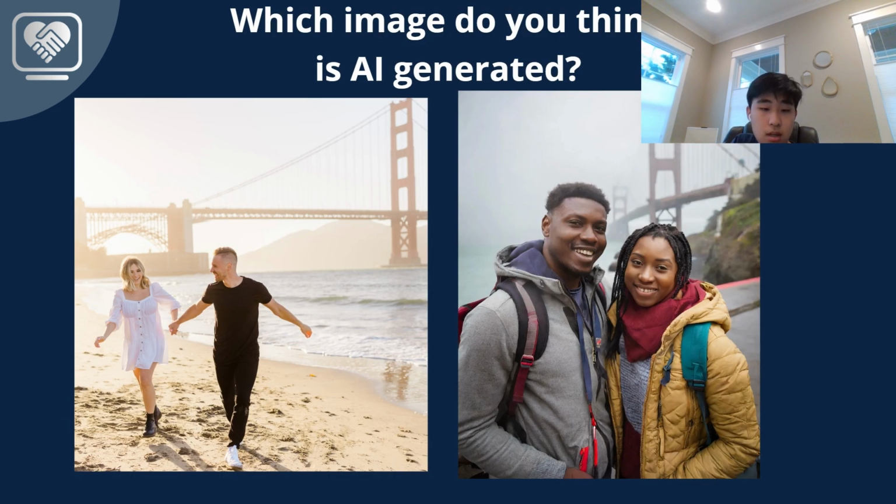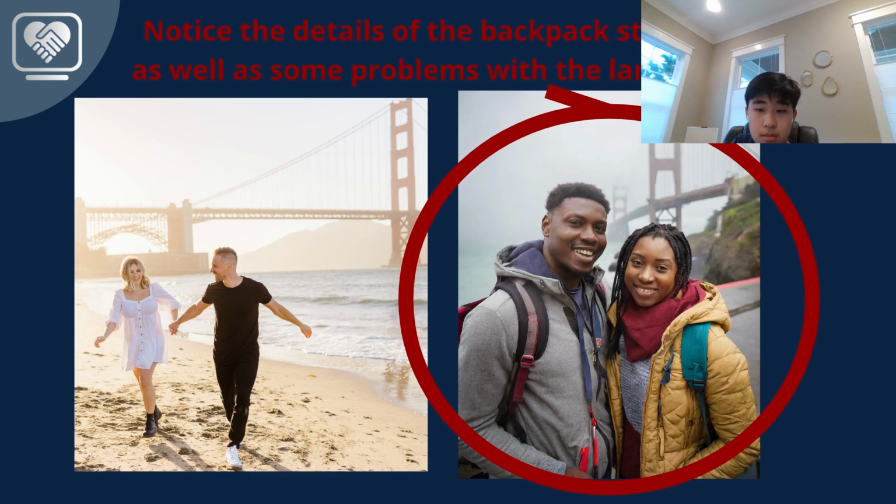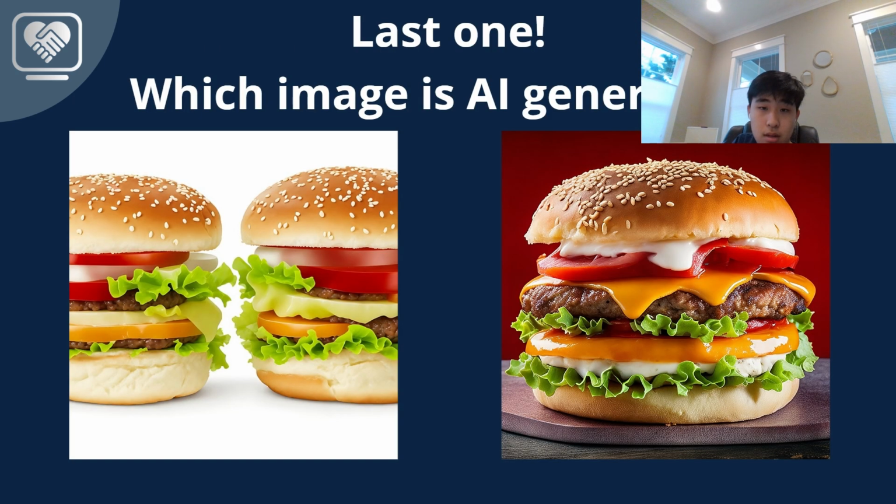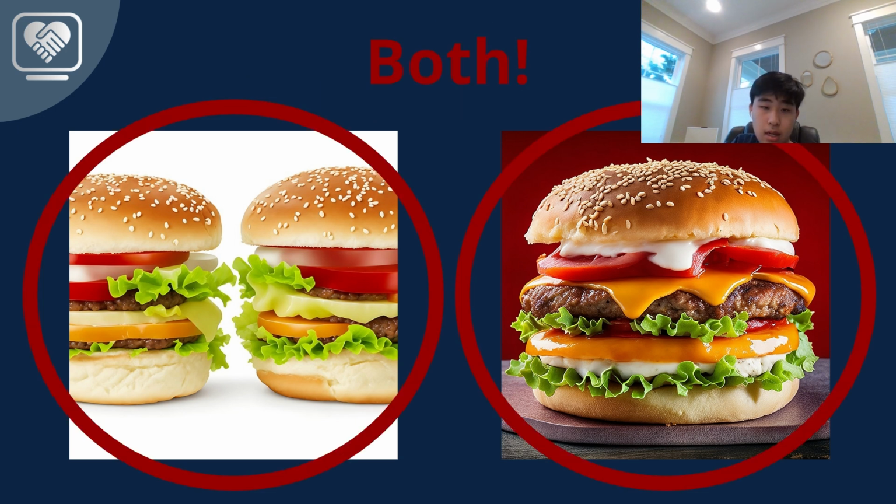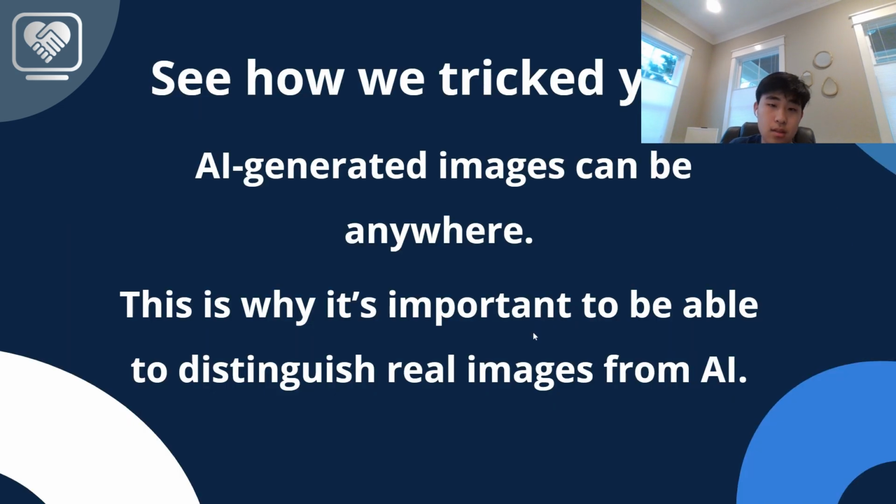Another example. As you can see, some of the small details of the image, like the lanyard and the backpack straps, just seem a little bit off. And so here's the last example. You can guess which one's AI generated. So in this one, it's a bit of a trick question because they're both AI generated. As you can see, there's a lot of details that give you clues, like the different components within the sandwich. So AI generated images can be used anywhere, and that's why it's important to be able to distinguish real images from AI.